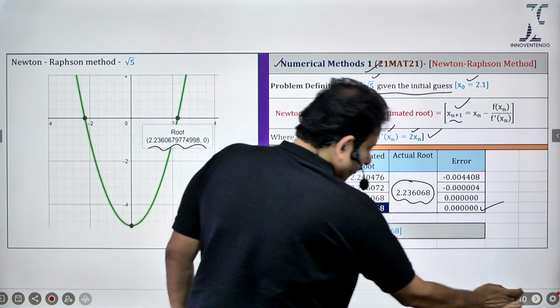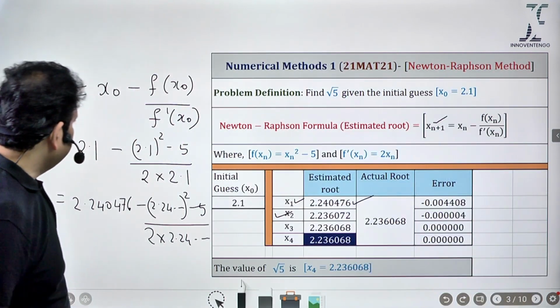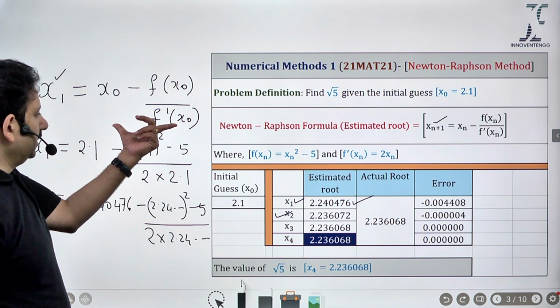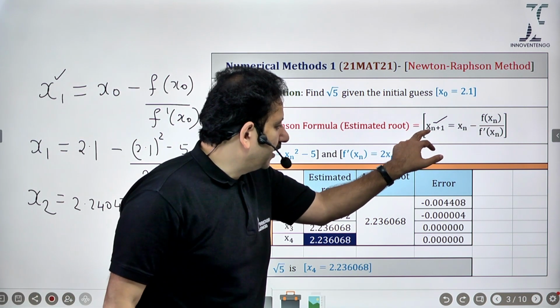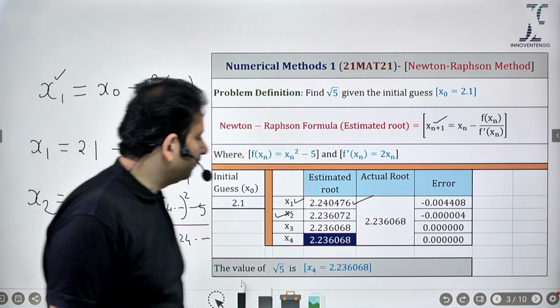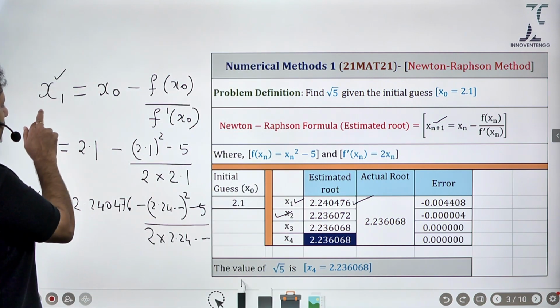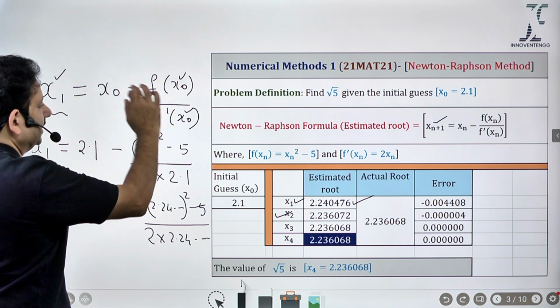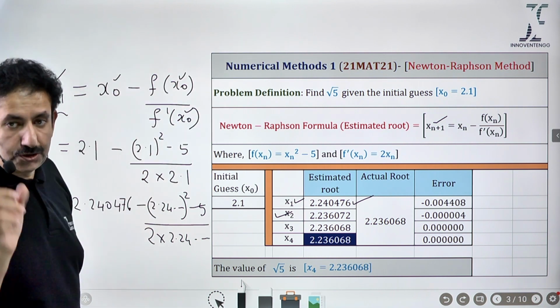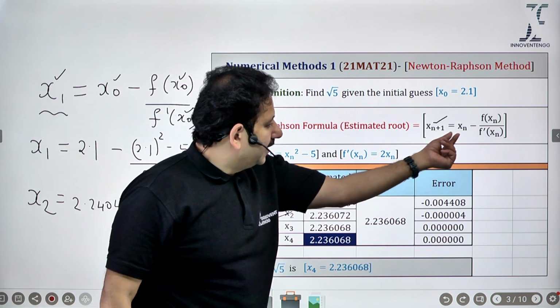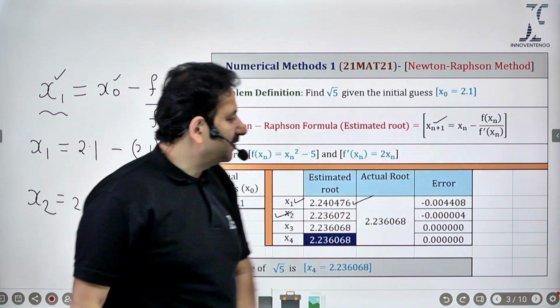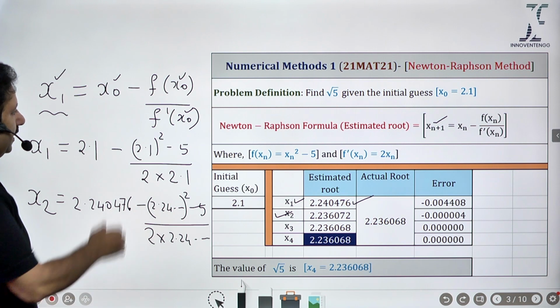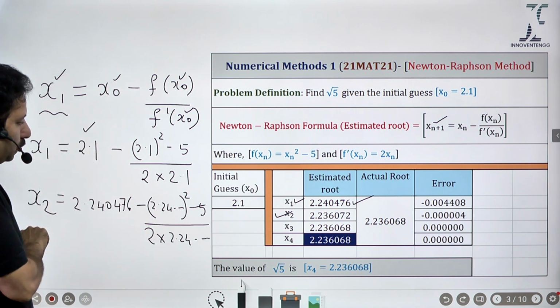And once we understood all this, then we started with the formula. This is the standard Newton's Raphson formula. How do you get it? Put n is equal to 0 here. Once you put n is equal to 0, you get your first estimated root. So this is your initial guess. Whenever I say x naught, that is when you put n is equal to 0 here, x naught becomes your initial guess. And you saw that the initial guess is 2.1.